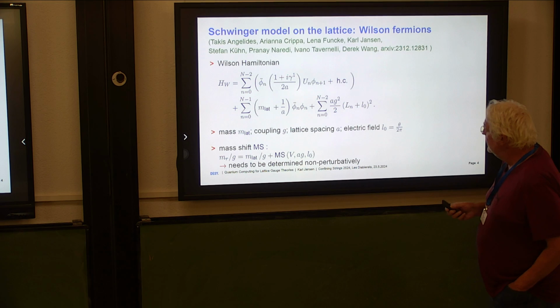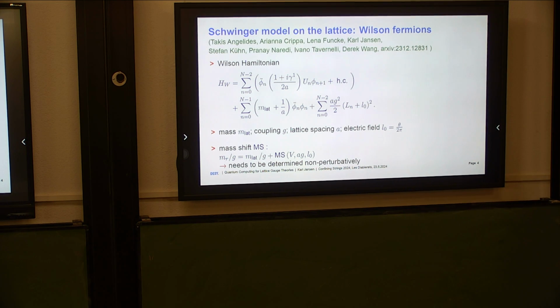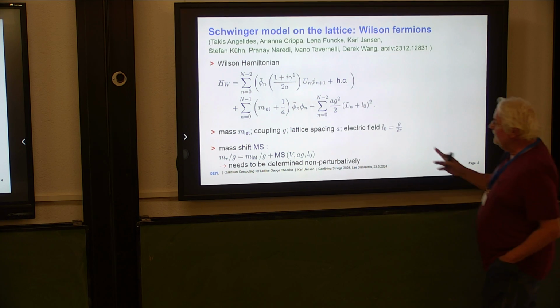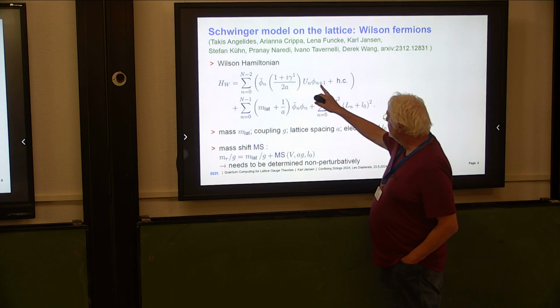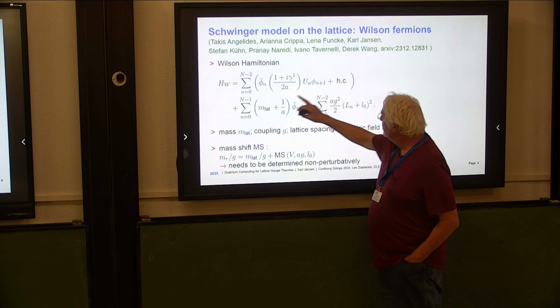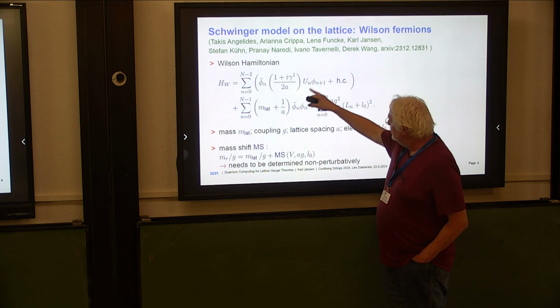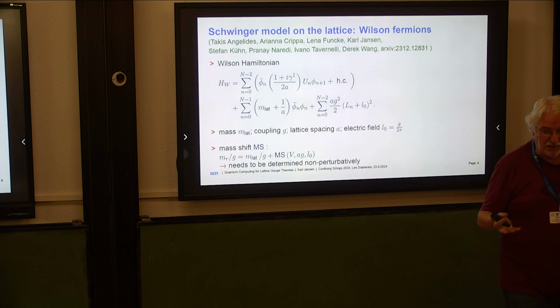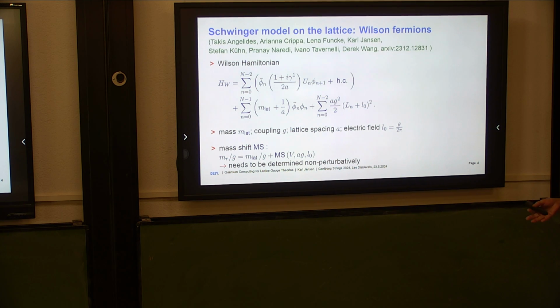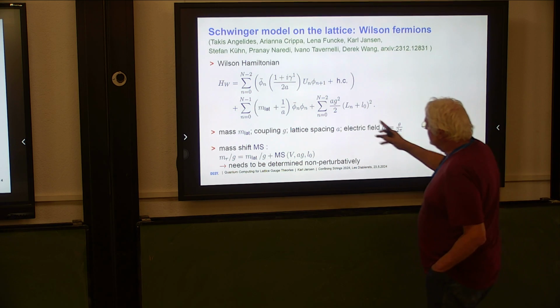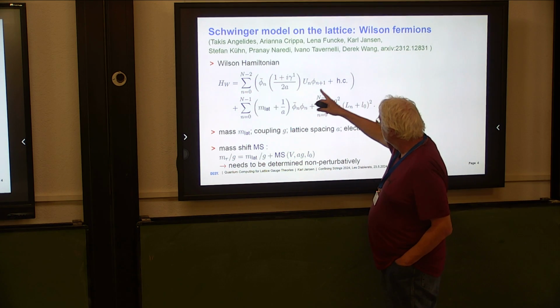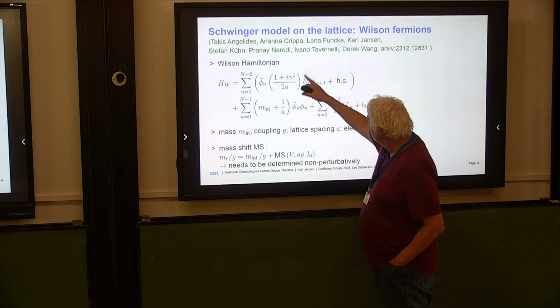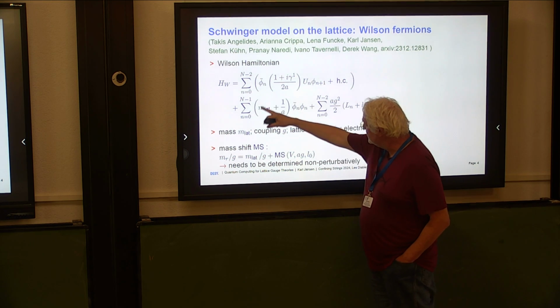So the first step is to discretize this Hamiltonian. For this you have this nearest neighbor interaction. So you have lattice points n and n+1. This U is e to the i times the gauge potential. It's the parallel transporter that we normally use in lattice gauge theory. And you see we have again the kinetic term, nearest neighbor interaction with the parallel transporter. We have a mass term.